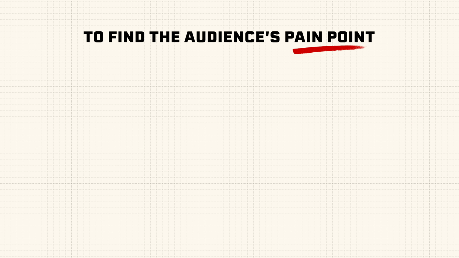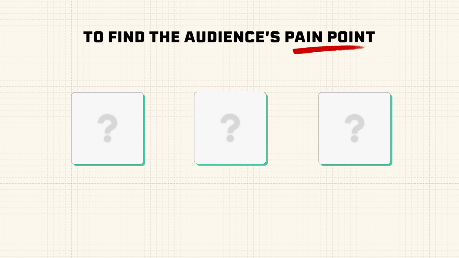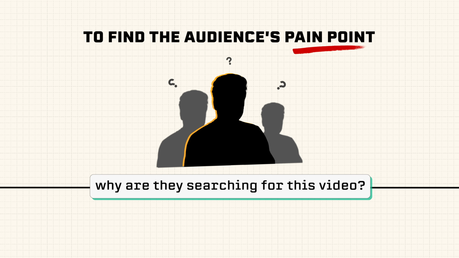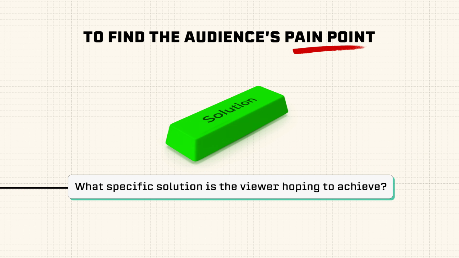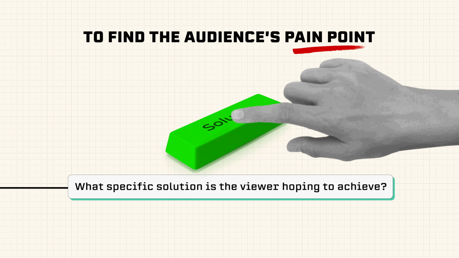So to find the audience's pain point, we need to answer 3 key questions. Who's the viewer and why are they searching for this video? What situation or problem is the viewer currently experiencing? And what specific solution is the viewer hoping to achieve? Let's see an example. Let's say our topic is how to create an e-commerce website.